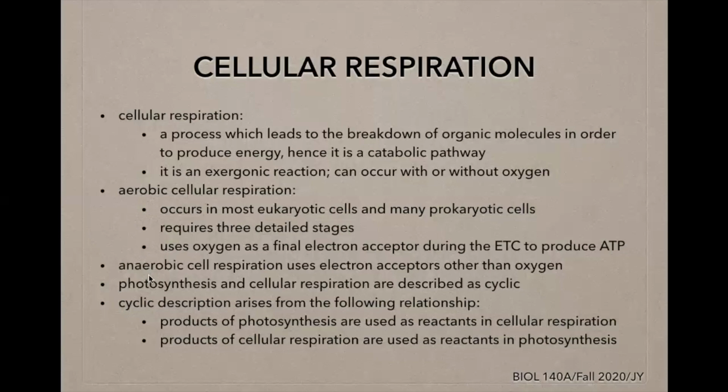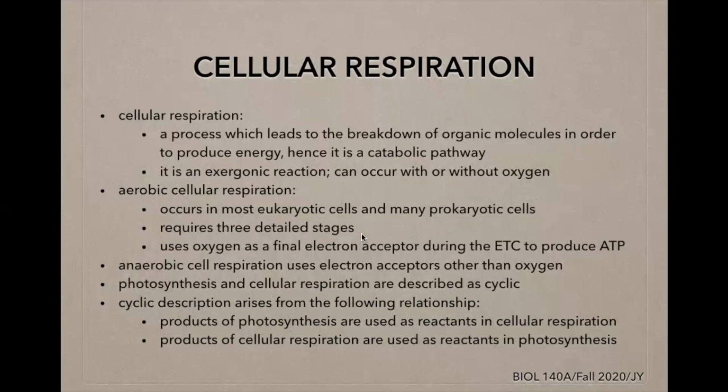Aerobic cell respiration requires 3 detailed stages. In our textbook, Campbell Biology, the term cell respiration is used to describe the aerobic process. Therefore, cell respiration and aerobic cell respiration are used synonymously in the textbook. In aerobic cell respiration, oxygen acts as the final electron acceptor during a stage known as the electron transport chain, and in anaerobic conditions, other electron acceptors that are not oxygen are used.